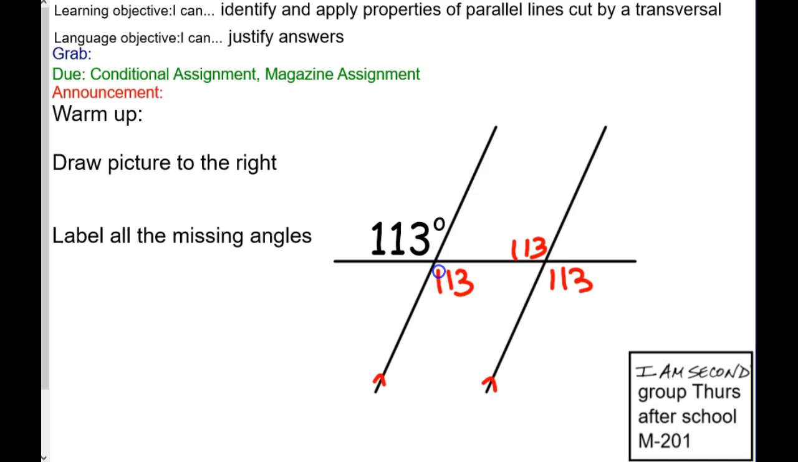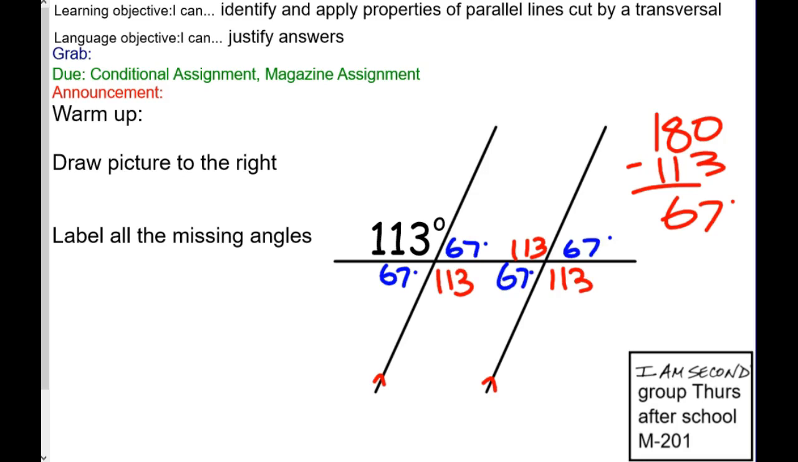Were you able to do that on your own? Okay. So, then, the other 4 are not congruent, but they make a straight line, which is how many degrees? 180. So 180 take away 113, right? So 180 minus 113? 67 degrees. So let's write that down for all the other 4 angles.